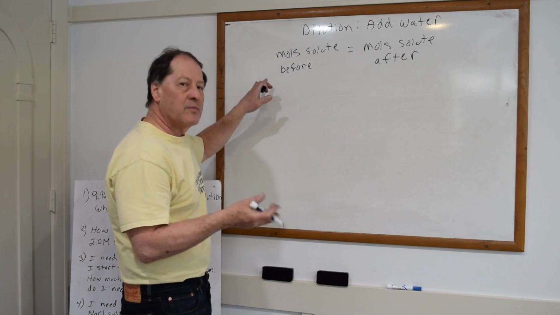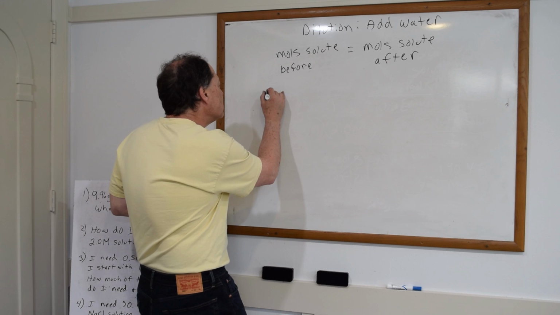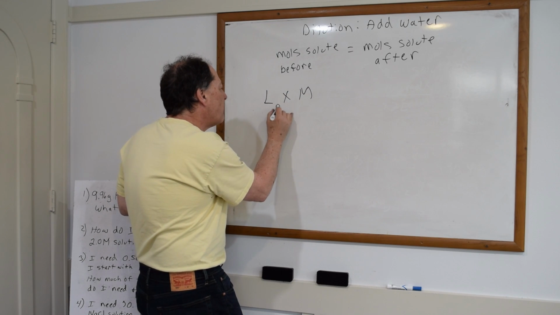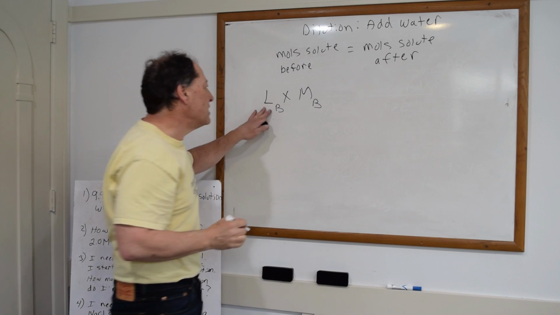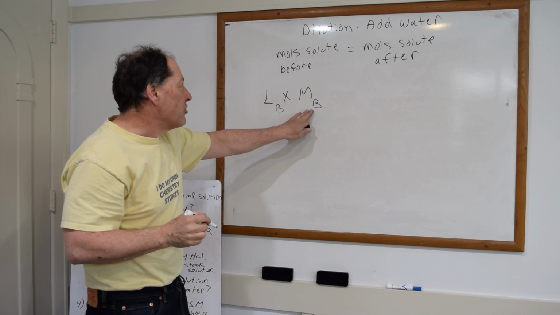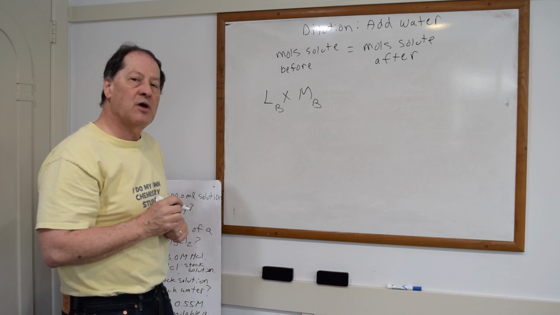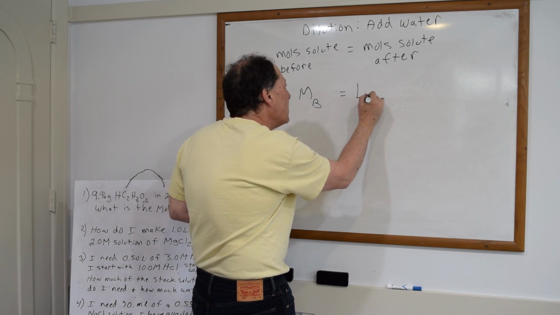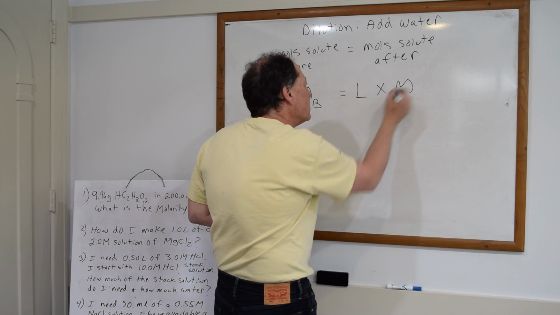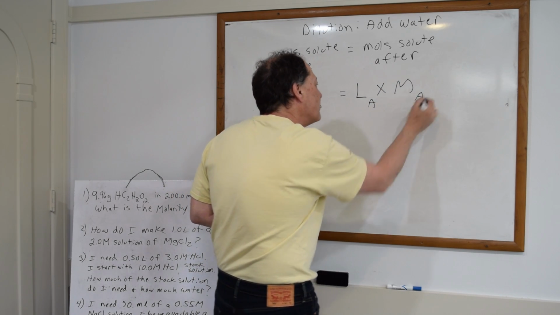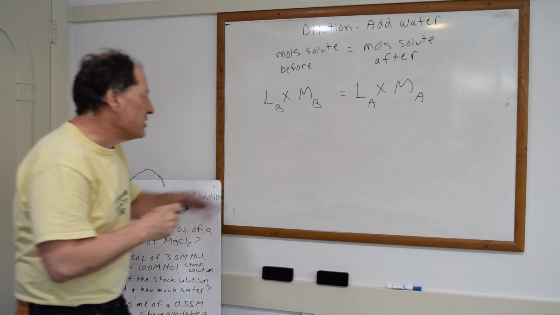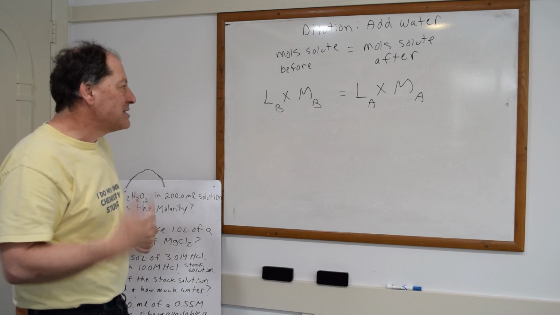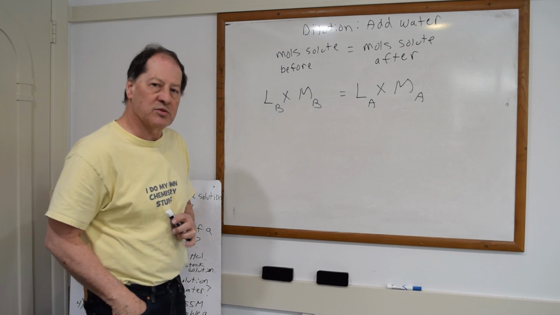Well, remember from the previous board, moles is liters times molarity. So this is the before the dilution. I'd have the liters before the dilution times the molarity before the dilution, which is the moles of solute before the dilution. And then the moles of solute after the dilution is also going to be liters times molarity, but I'll call that A for after the dilution. We could call this 1s and 2s, it doesn't really matter, okay? So I've got my basic equation here that I can solve problems with.